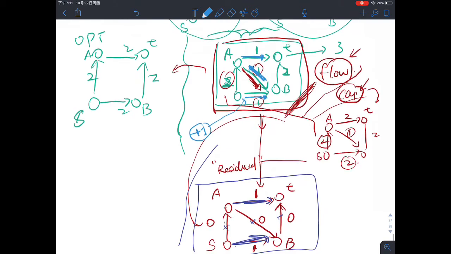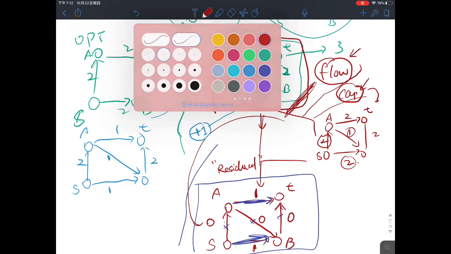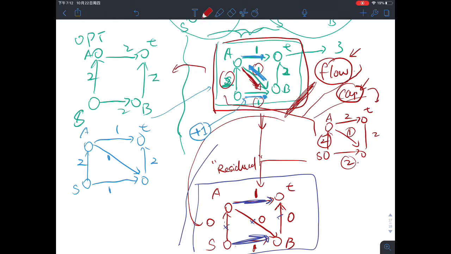Let me redraw the whole thing. Originally it's S to A to T. Let's draw everything and not repeat so many words here. This is originally what we have so far: 2, 1, 1, 2, and then this is 1. Now the blue one is the new flow, so let me use the same blue, but a little bit thicker. The blue one really wants to add one more unit of flow along this path.